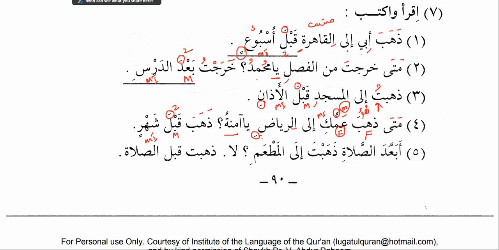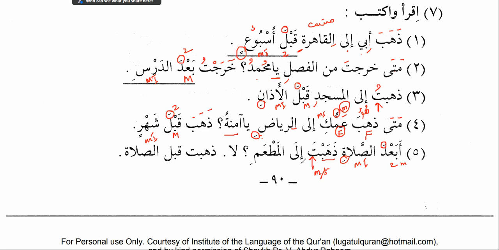أبعد الصلاة. This is the ظرف مضاف and مضاف إليه. Okay. أبعد الصلاة ذهبت إلى المطعم. This shows that I'm مخاطب to male singular. So in this exercise, all the damirs are for the past tense and they are all attached with the verb. ذهبت, ذهبت, خرجت, and خرجت.